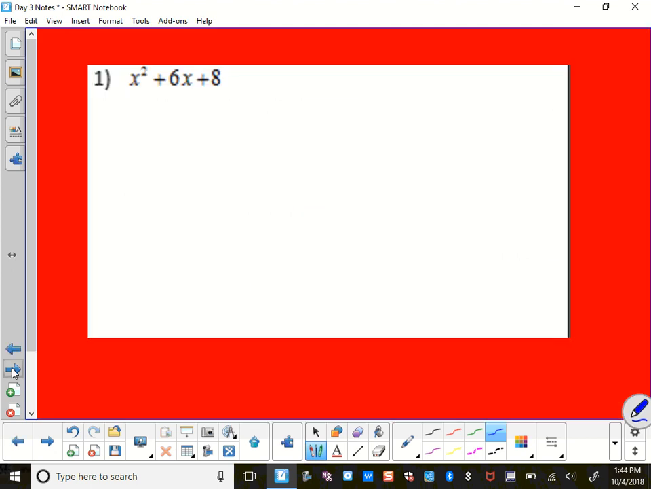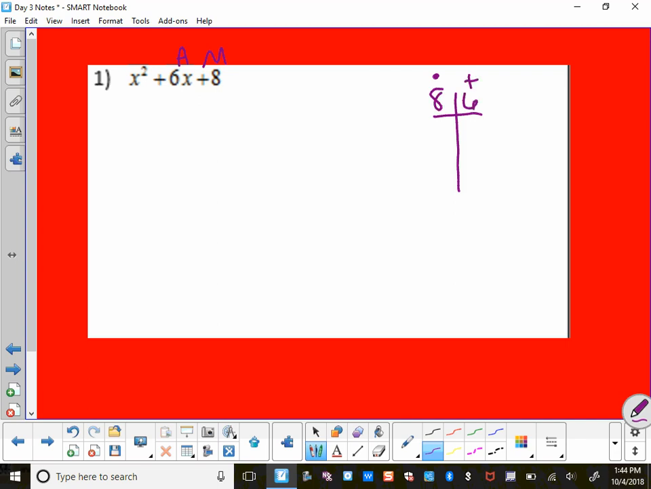So let's do the first one like we know. Okay, this is going to be like a refresher. So first I look for a GCF. I do not have one, okay, because there's nothing in common between 1, 6, and 8. So I get right into my AM method. And I need two numbers that multiply to give me 8 and add to give me 6.